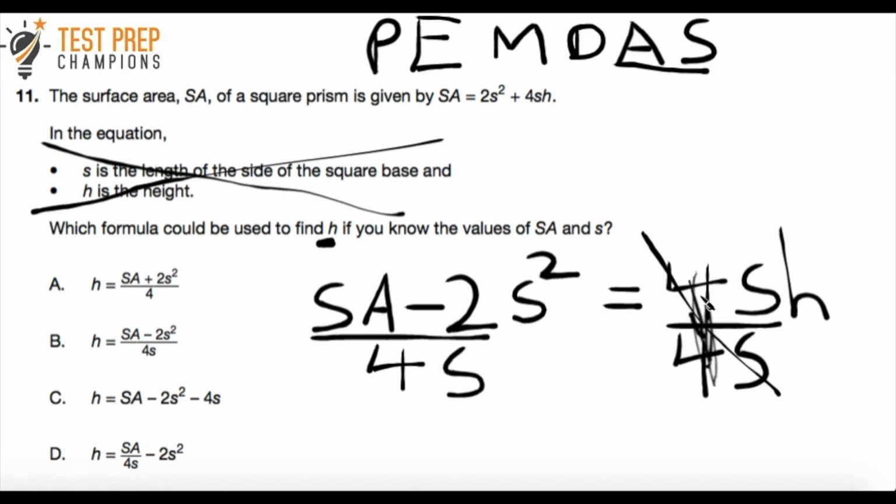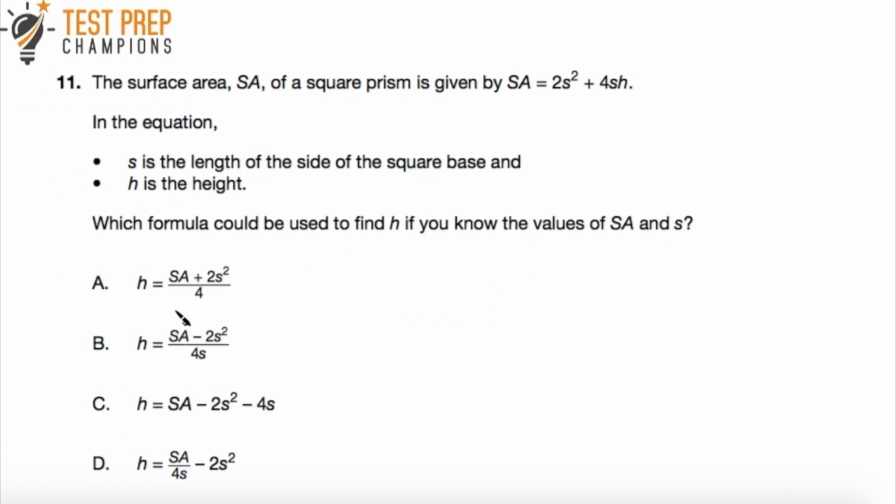This whole thing here gets canceled out, so pretend it's gone. We're just left with SA minus 2s squared, divided by 4s, equals h. So the correct answer for 11 is B.